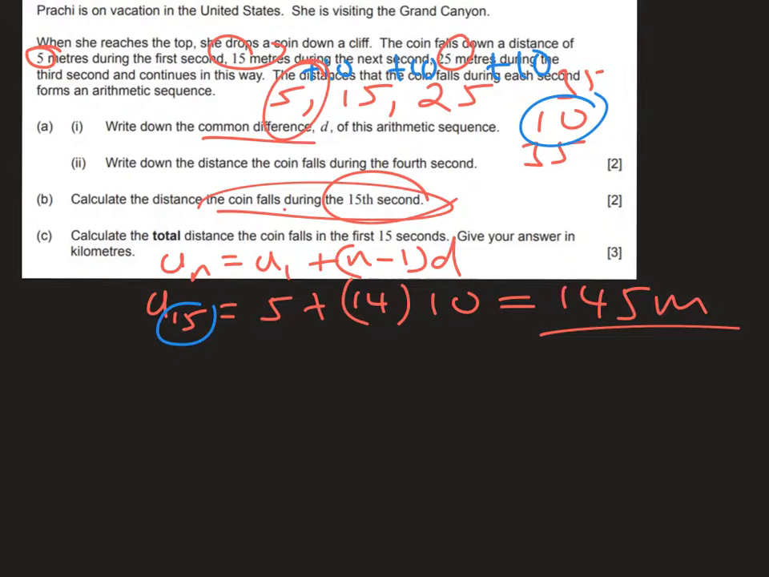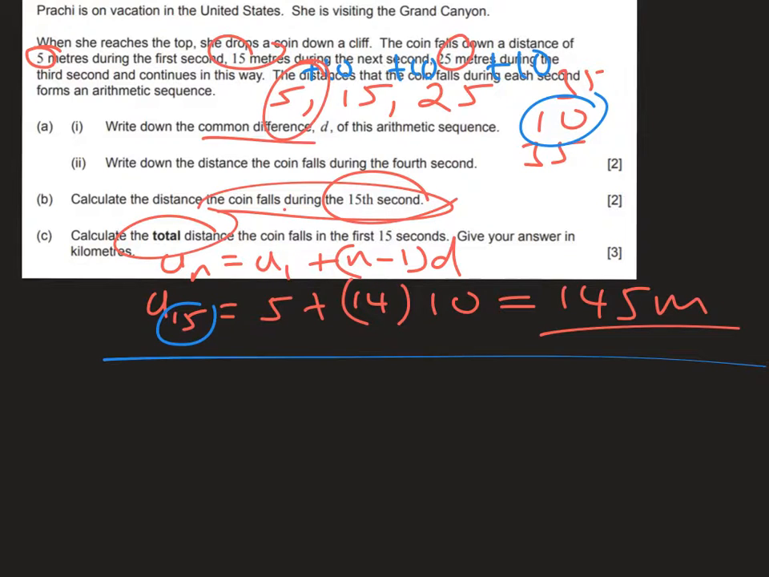Right, part C then is where it started to get a little bit tricky for some of you. Calculate the total distance the coin falls in the first 15 seconds. Give your answer in kilometers. So here the total distance is going to be the distance that fell during the first second and the second and the third second all the way up. So in effect here we are adding together all the terms in the sequence. So we're adding the series together and we're going to be using a different formula. What we're doing here is adding the whole arithmetic series.